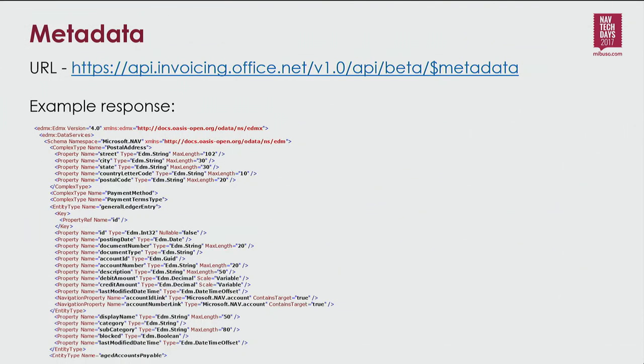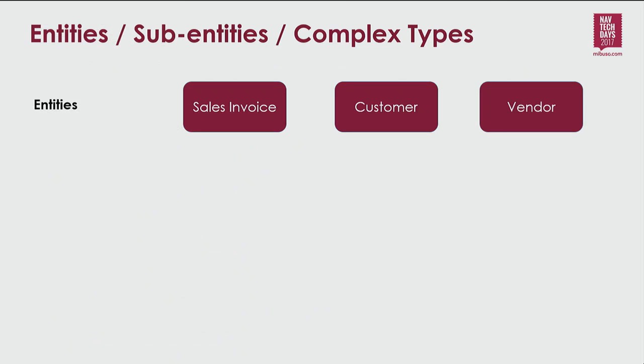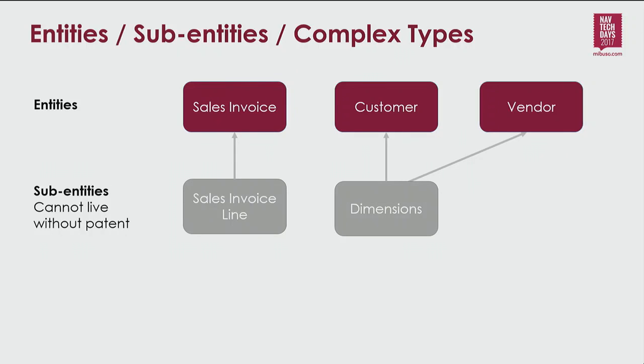Then, yep, this is how it is looking like, and this is the URL that you should use to obtain the metadata. Now, as you saw in the metadata, we are giving you which data types we have enabled. And in short, they can be categorized into three groups: entities, sub-entities, and complex types. Entities are main records like sales invoices, customers, and vendors. So that's where the main data is.